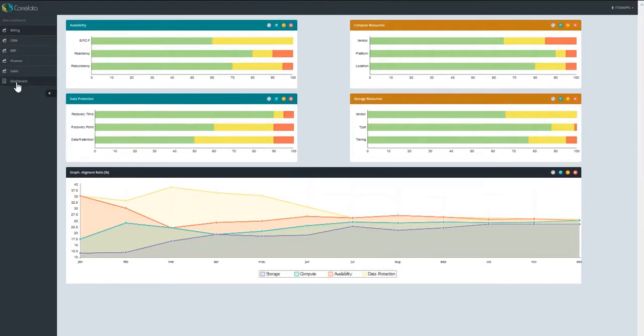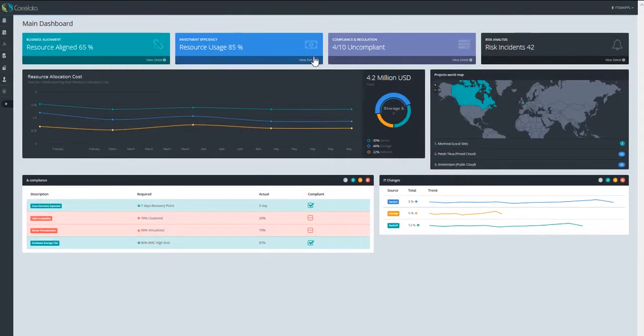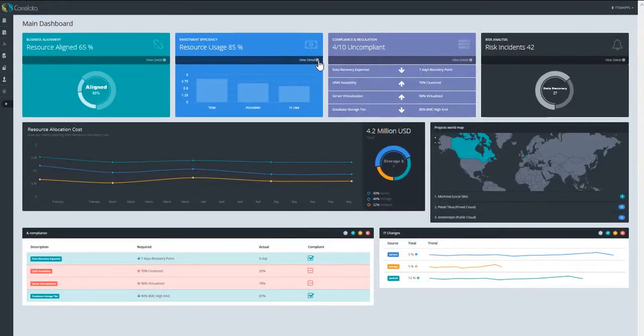Returning to the dashboard, we'll look at the investment efficiency section. This is where we identify the total investments in main areas like storage, network, and servers. We identify the total cost of the resources and their allocation in order to identify which part of the IT is available for future use.